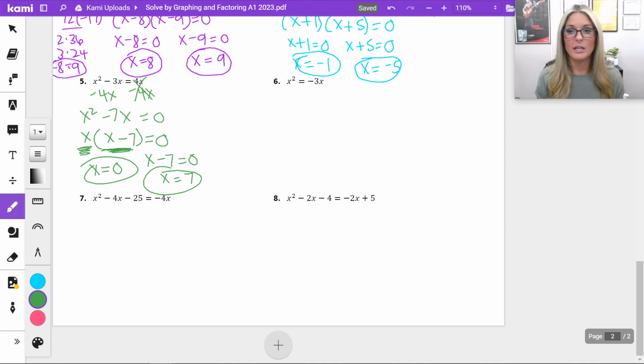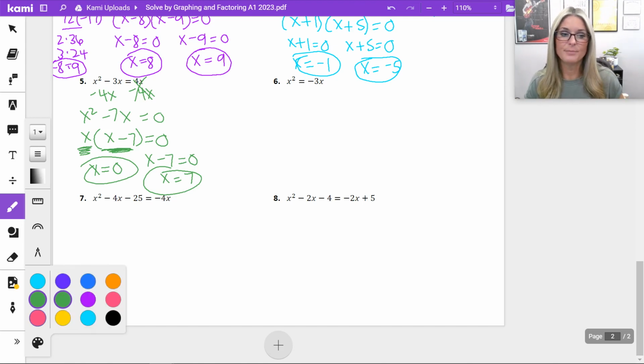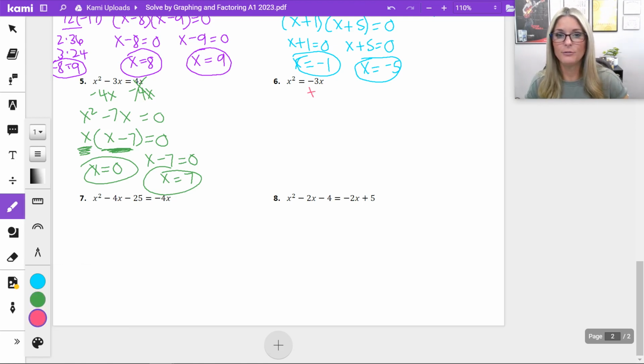Just number 5 looked a little bit different. We used factoring of a GCF to factor the polynomial, and it crosses at 0 on the x-axis. Really not anything too crazy. Number 6, putting it into standard form, adding the 3x to the other side, we have x squared plus 3x equals 0.